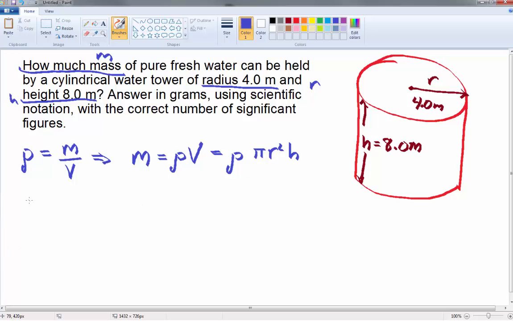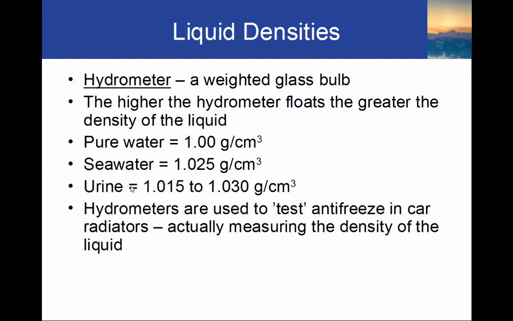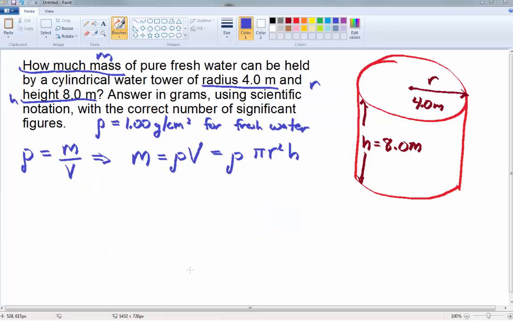Okay, so what is the density of fresh water before we continue? Well, we're given a list of three liquids and their densities. The publisher of the textbook gave me these three, and I guess they thought it was important that you know pure water, seawater, and, well, pee. In any case, the one we actually want is pure water, 1.00 grams per cubic centimeter. So we end up with something that looks like this.